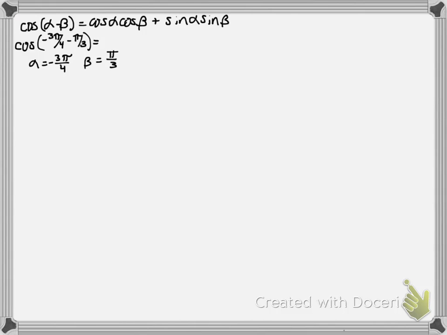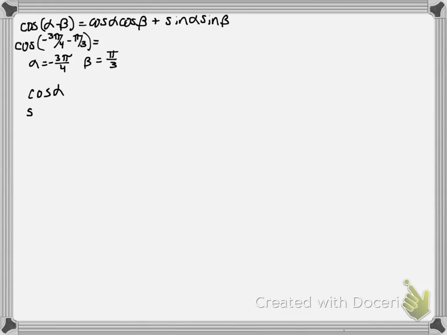So we can use those in our identity for the cosine of alpha minus beta, which equals cosine alpha cosine beta plus sine alpha sine beta. What we're looking for is the cosine of negative 3π/4 minus π/3. So alpha in this instance is negative 3π/4, and beta is π/3. To use this identity, we need to know the cosine and sine of alpha and beta. So let's find those.